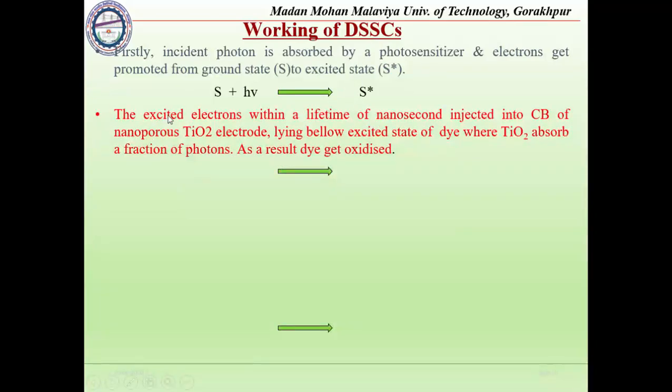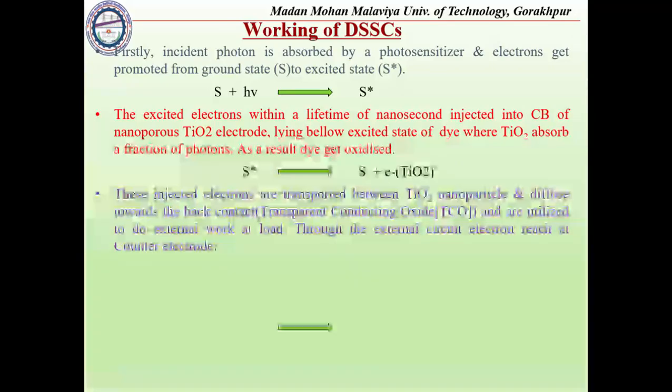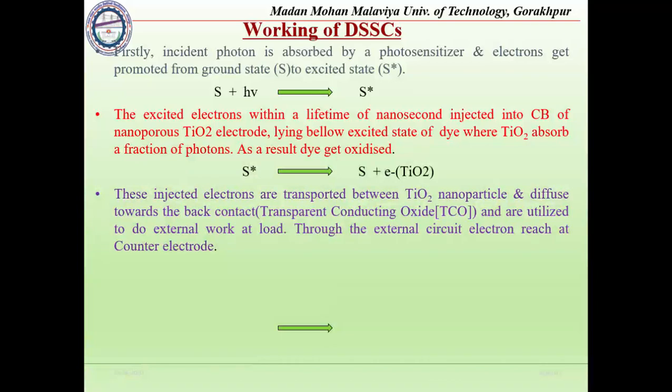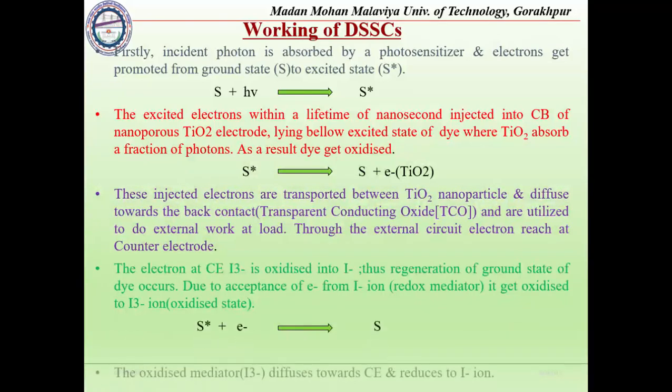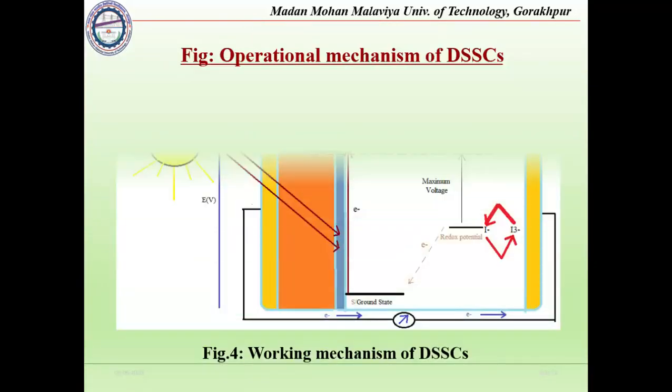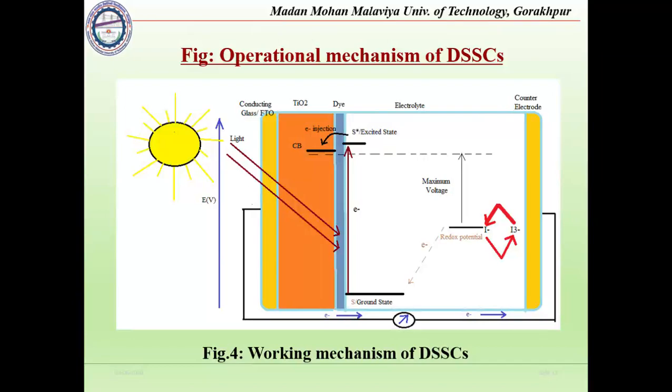The second point is that the excited electron in the dye, within a lifetime of nanoseconds, is injected into the conduction band of the nanoporous titanium dioxide. Now I will discuss further through this figure. This is the reaction regarding this. And the injected electrons are transported between titanium dioxide nanoparticles and diffused back to the counter electrode, and the work is utilized to add the load to the external circuit. This is the operational mechanism.